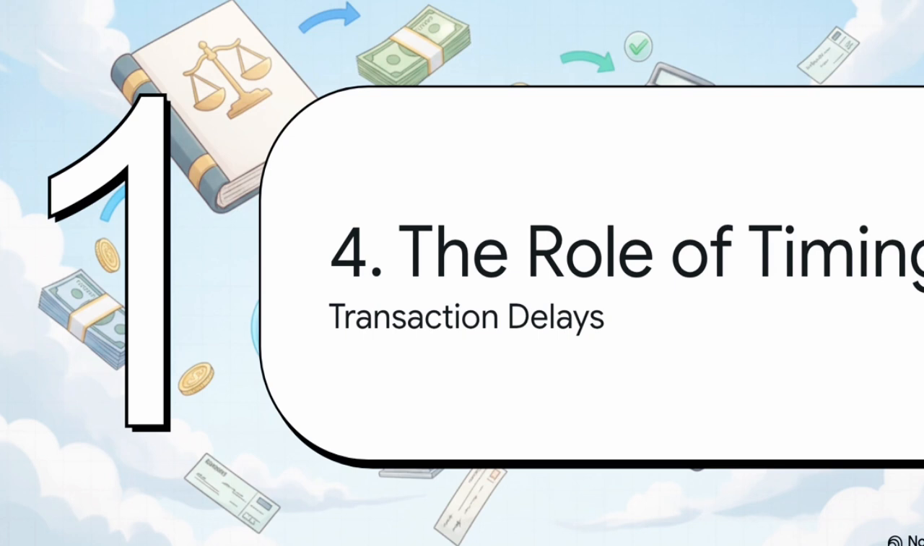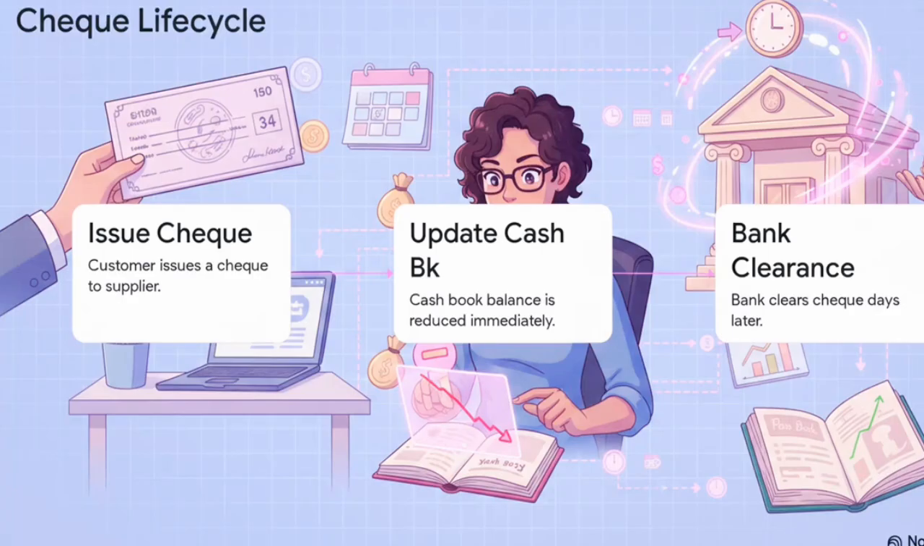Let's look at Section 4, the role of timing. Timing simply means that a single transaction is being recorded at 2 totally different times in the respective books. Walk through the life cycle of a typical check with me to see exactly how this gap creates a temporary mismatch.